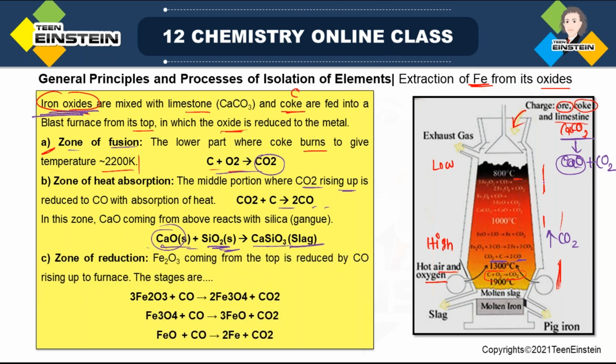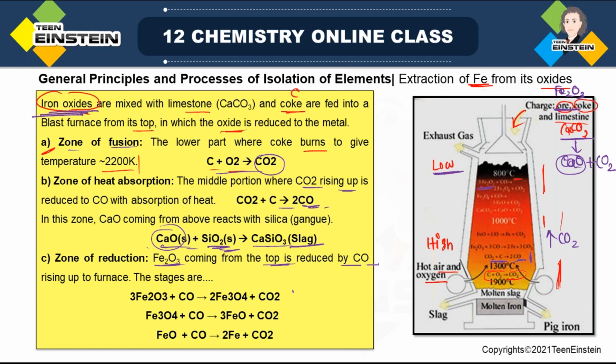Now the zone of reduction is the last zone, the upper extreme part. Fe2O3, that is iron oxide, comes from the top, because we have charged this ore, which is nothing but Fe2O3. This Fe2O3 coming from the top will be reduced by carbon monoxide. And where are we getting carbon monoxide from? It is already generated in the middle zone. So this carbon monoxide reacts with Fe2O3 and is ultimately reduced to iron.